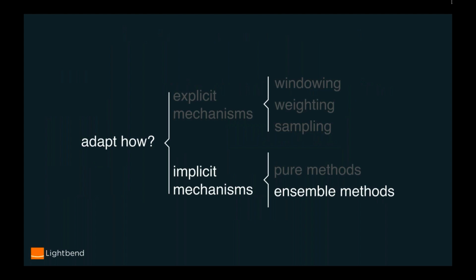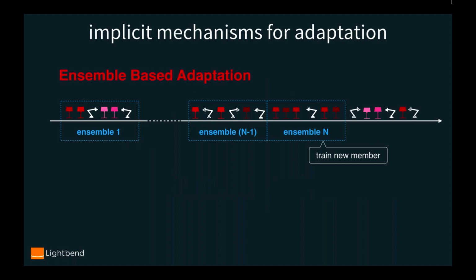Next, we look at the implicit mechanisms. And within the implicit mechanisms, I'm going to skip the pure methods because the ensemble methods are more powerful and more interesting. So I'll dive directly into them. Within the ensemble-based adaptation, the idea is to train a new ensemble member with each incoming batch of data. And once we identify an ensemble member that is not in agreement with the rest of the ensemble most of the time, we think it may be because it's based on data that is not keeping up with the current state of the data. So we either retire that ensemble member or decay its effectiveness.